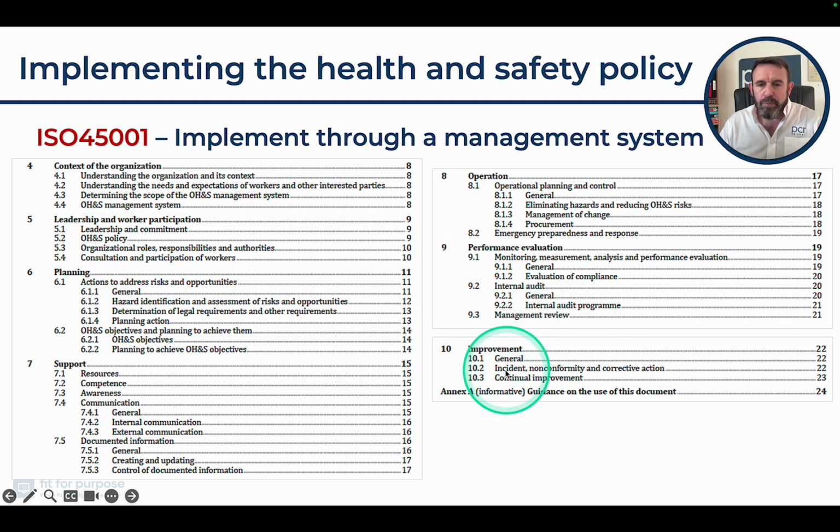And then we're into improvement: incident, non-conformity, corrective action. That's accidents, incidents, internal audit results as well we could put in there. So we get in that internal improvement, continual improvement, I should say. So implementing through a management system.